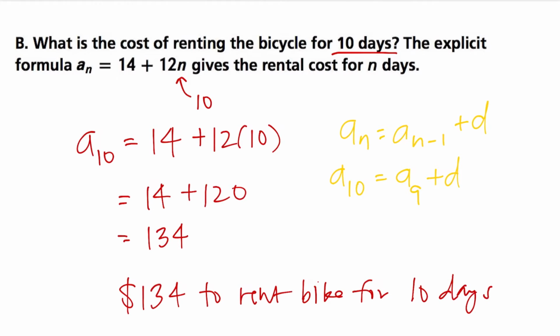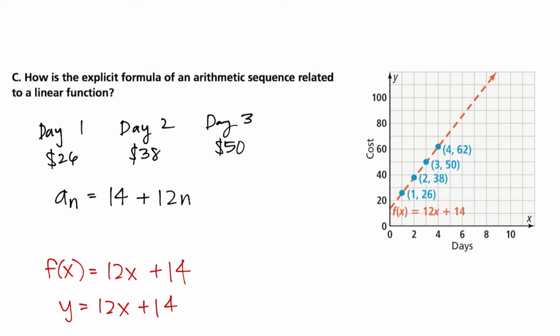So if I already have the explicit formula, I could just plug in 10 for n and then simplify to get my final answer, instead of using the recursive formula where I have to figure out all the previous terms to then get the value of the term I actually want. How is the explicit formula of the arithmetic sequence related to a linear function?